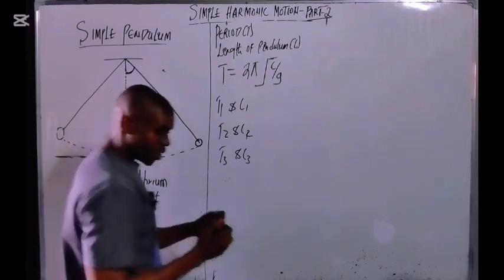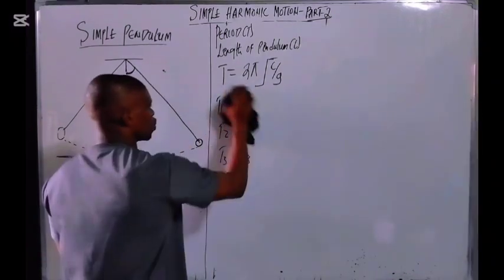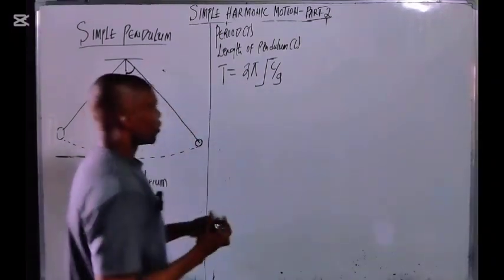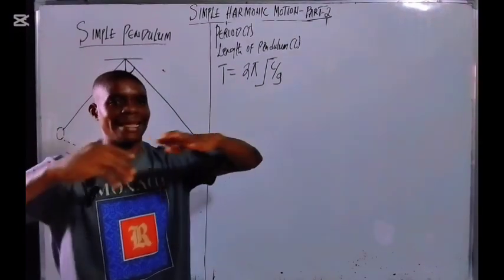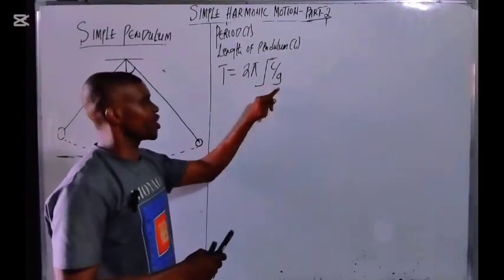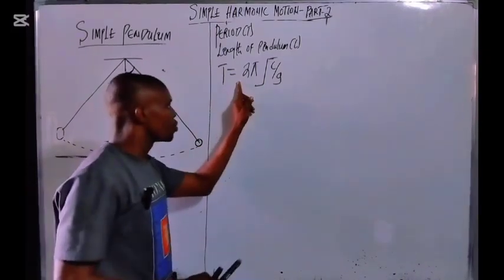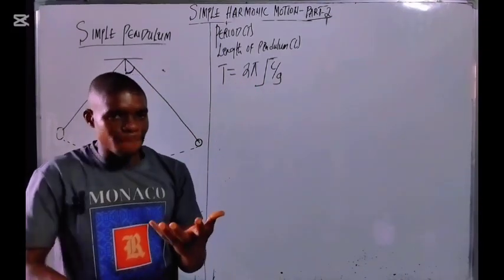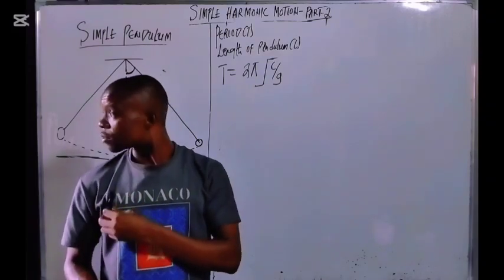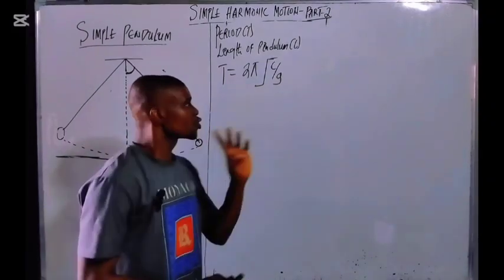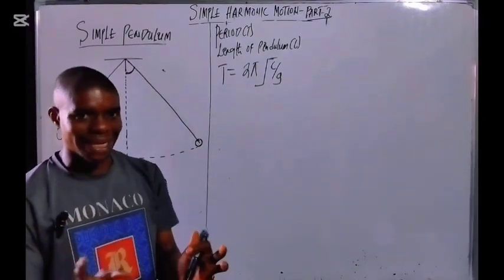Do you understand? Now, another thing I want us to look at here: when it comes to different periods and different lengths, 2 pi and g will remain the same. So it is said that we can have a constant. So how do we derive the constant here?